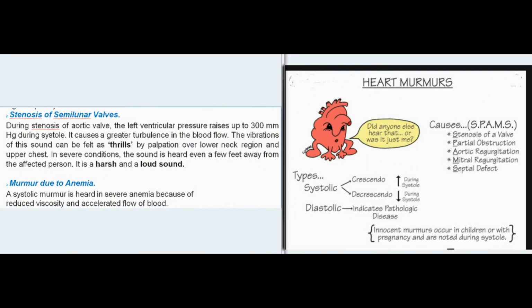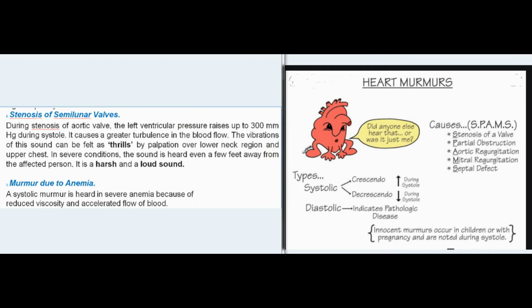Stenosis of semilunar valves. During stenosis of aortic valve, the left ventricular pressure raises up to 300 mm Hg during systole. It causes a greater turbulence in the blood flow. The vibrations of this sound can be felt as thrills by palpation over lower neck region and upper chest. In severe conditions, the sound is heard even a few feet away from the affected person. It is a harsh and a loud sound.